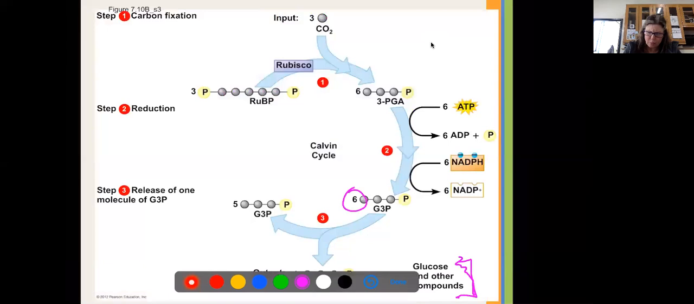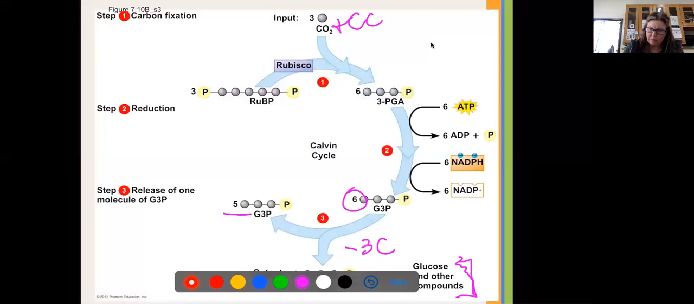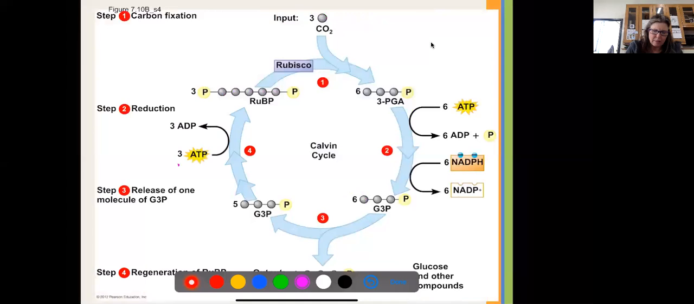So we have 6, 1 exits, that leaves us 5. So basically I'm losing 3 carbons, right? I put in 3 carbons, and then I took out 3 carbons. So our law of conservation of matter and energy is still at play here. We add a little bit more ATP and we're back to RuBP. Don't forget our enzyme Rubisco here. Okay.